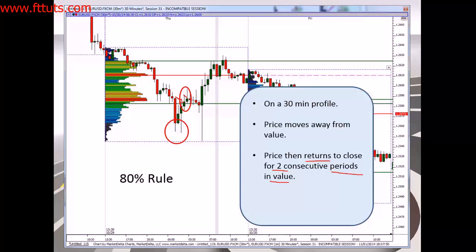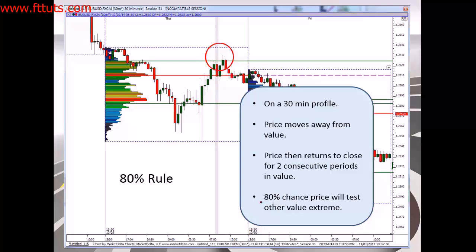Well, the 80% rule now comes into play. And what does it tell us? It tells us that there's going to be an 80% chance that price will test the other value extreme. Meaning if we had broken the value area low, we're going to go back for a retest of the value area high, and in this case it did happen as the 80% rule would have predicted for us.